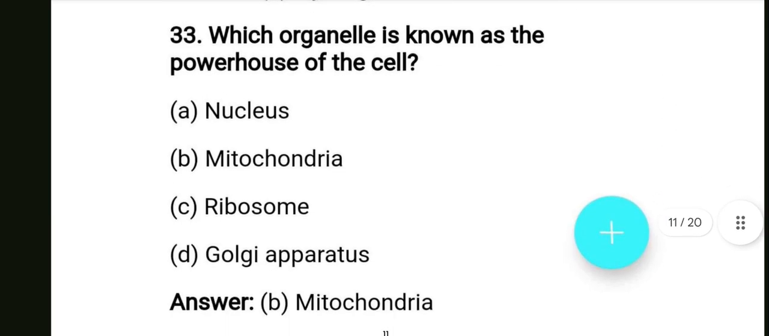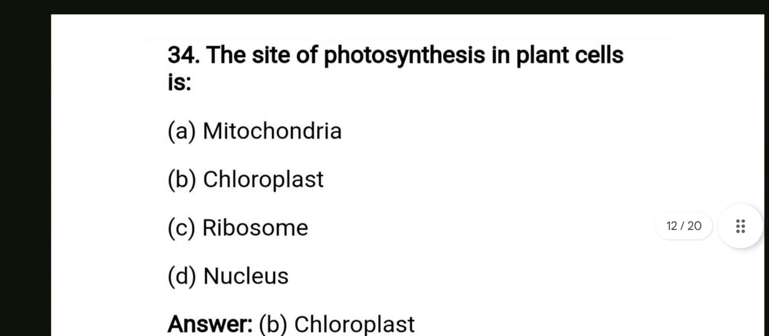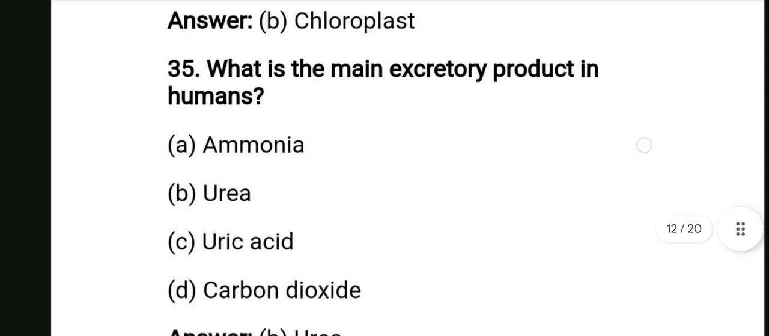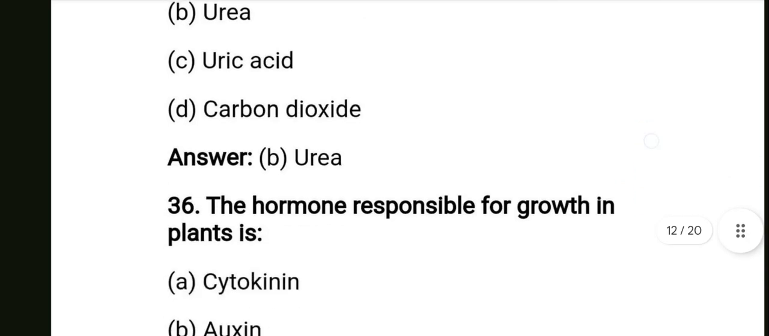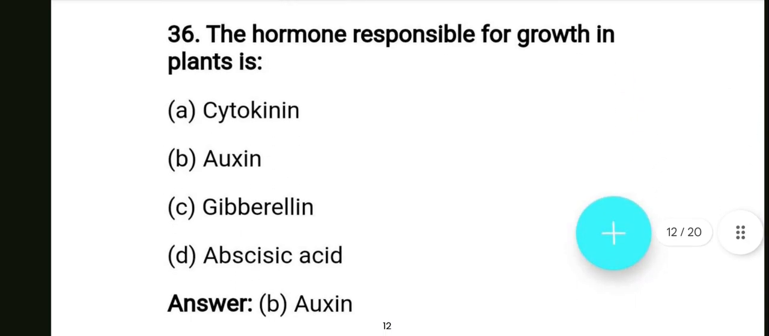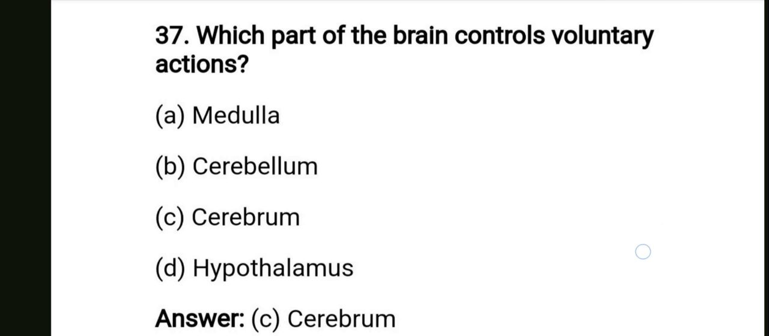Which organelle is known as the powerhouse of the cell? Option B, mitochondria. The site of photosynthesis in a plant cell is option B, chloroplast. What is the main excretory product in humans? Option B, urea. The hormone responsible for growth in plants is option A, auxin. Which part of the brain controls voluntary actions? Option C, cerebrum.